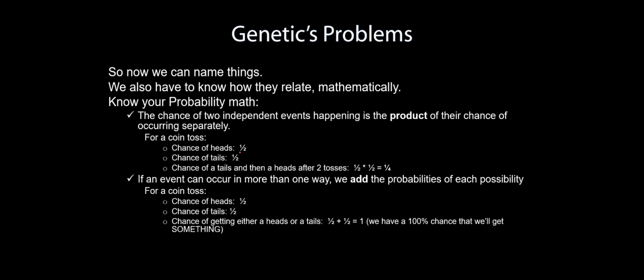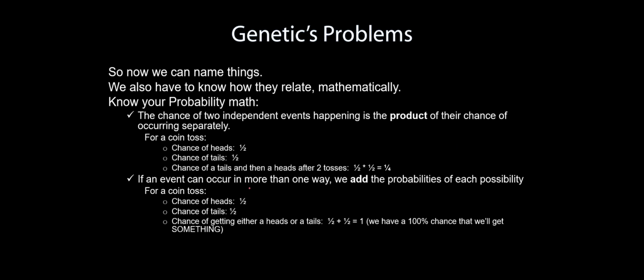The chance of two independent events happening, two independent events like heads or tails, is the product of their chances of occurring separately. For example, take a coin, land on heads, then flip it again and get another heads, so two consecutive heads. You multiply the chances of each. The chance of getting a head is a half, and a half times a half is a quarter. So the chance of getting two heads is 25%.